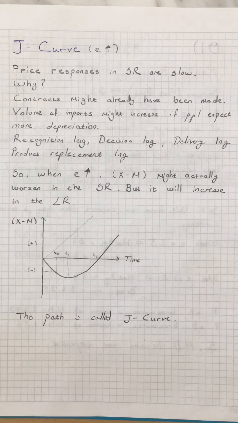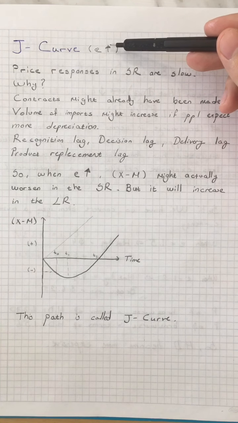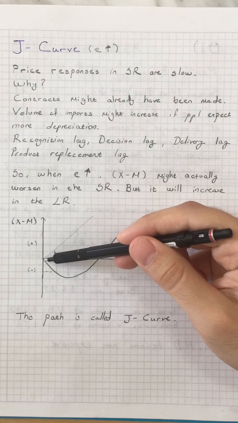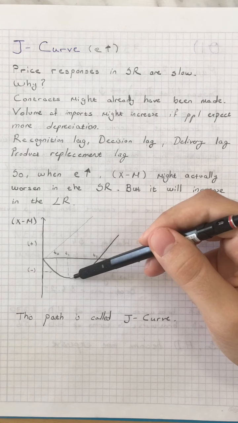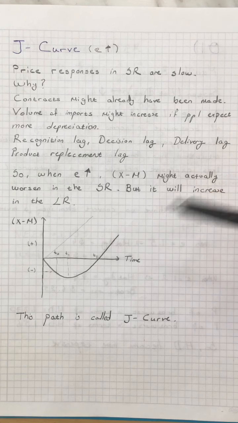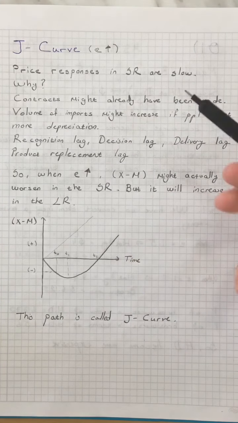Actually, in the empirical studies, we see in the data that when the currency is depreciating, our current account balance might go down, and then it will increase as time passes. So in the short run, a depreciation might lead to worsening of the current account balance, but in the long run, it will lead to normal results where our exports will increase and imports will decrease.